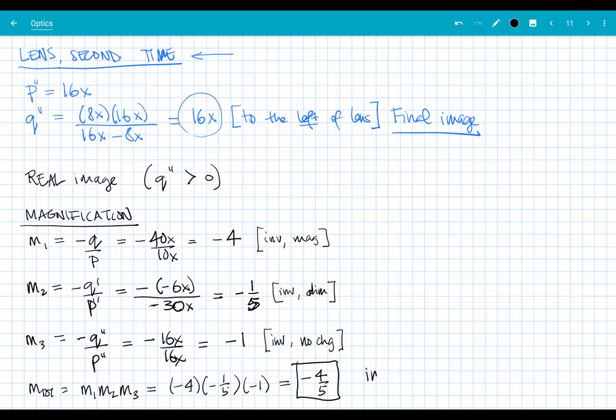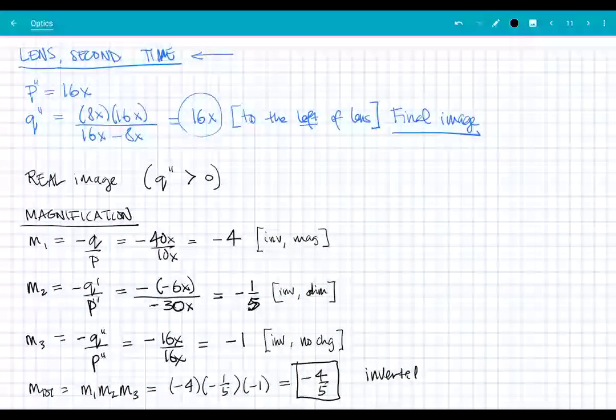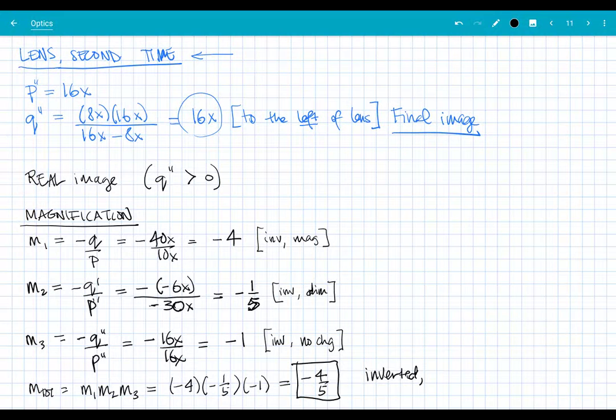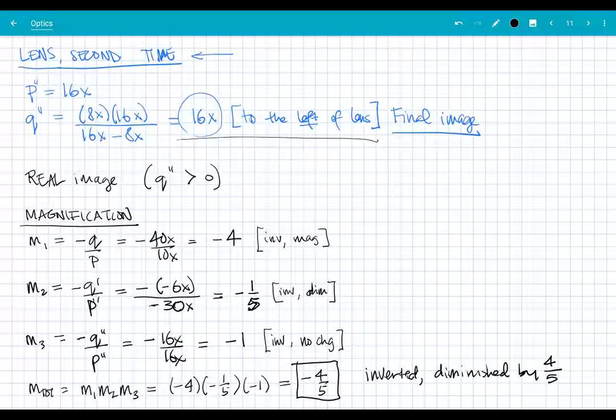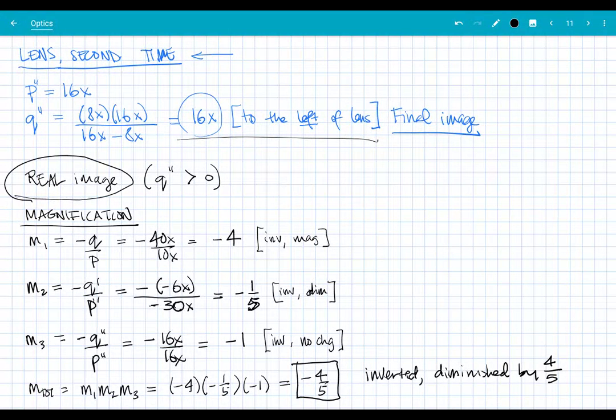So I can see that my final image is going to be inverted and it's going to be diminished by 4/5. Okay, so we've described the final image. Basically, we want to know where it is, and you can locate it different ways, but the way that we located it here is we said it's 16x to the left of the lens. That's an unambiguous way to locate the final image. And what we've said about the final image is that it's real, it's inverted, and it's diminished by 4/5.